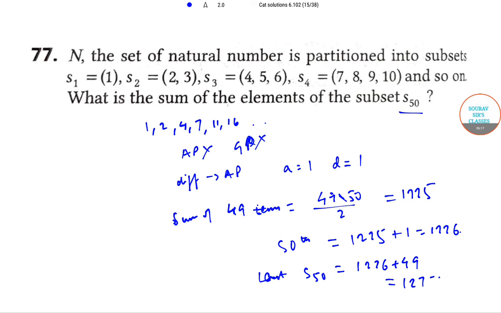So the sum of elements in this set is equal to 50 into (1226 plus 1275) by 2, that is equal to 62525.